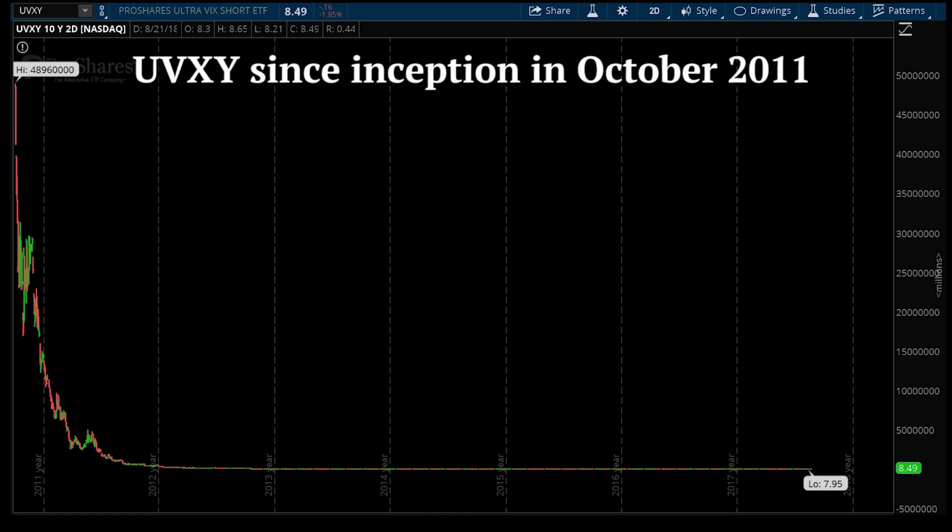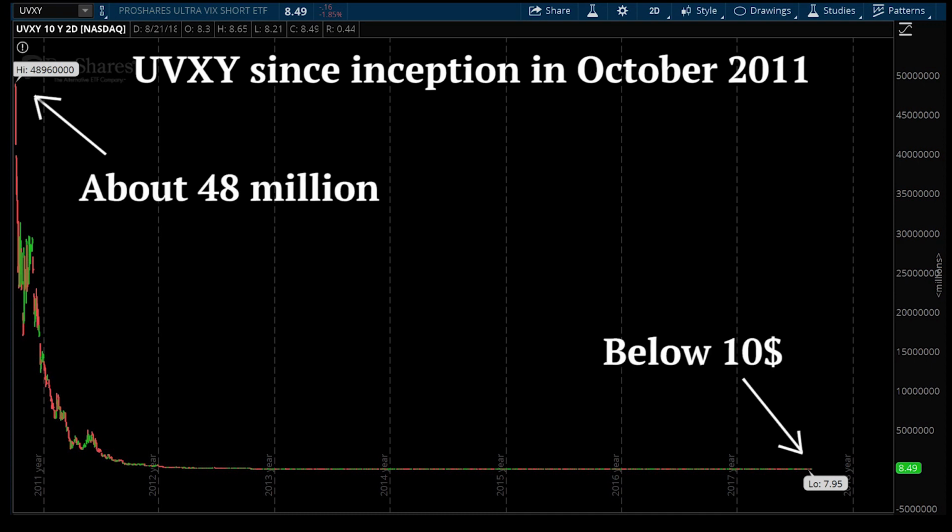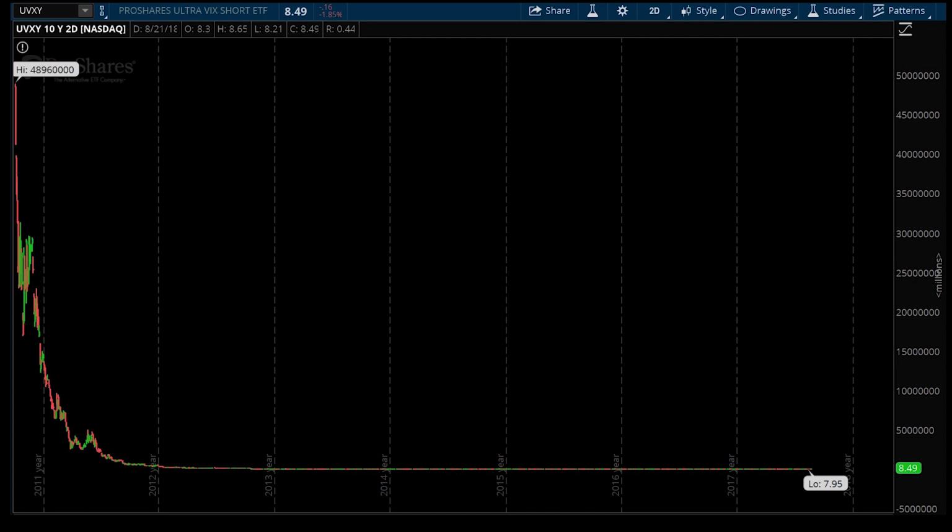Adjusting for all the times it's done a reverse split, the UVXY has gone from over 48 million to below $10. Is that real? That doesn't even seem remotely possible, does it? But actually, yes, that's exactly what it's done.